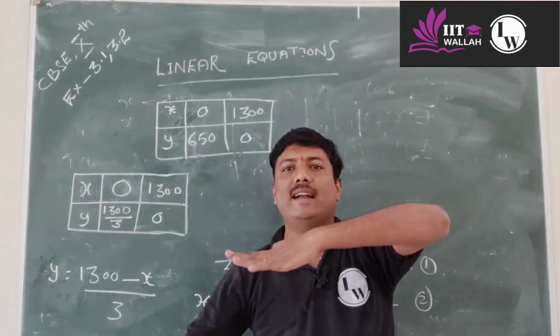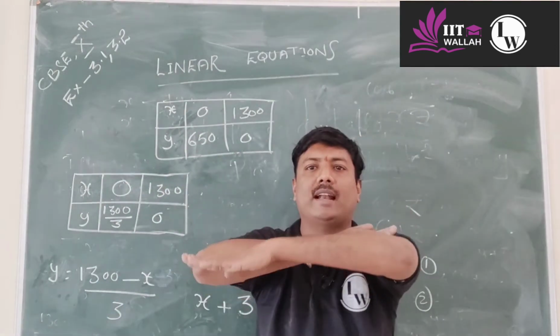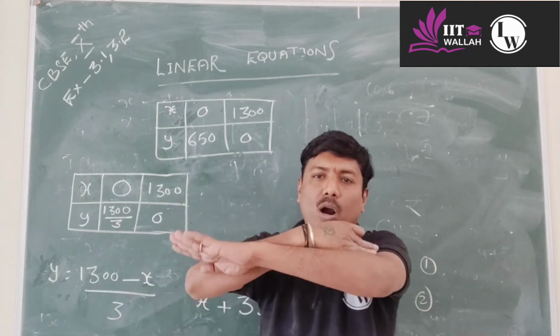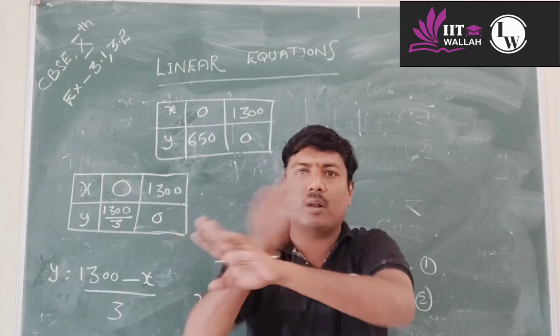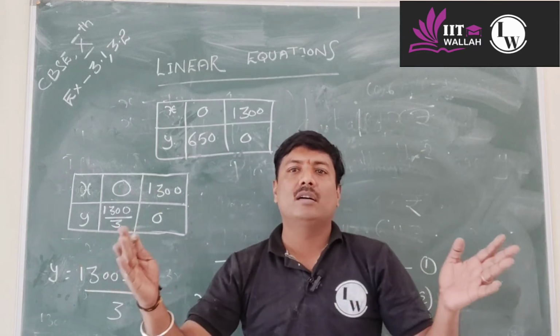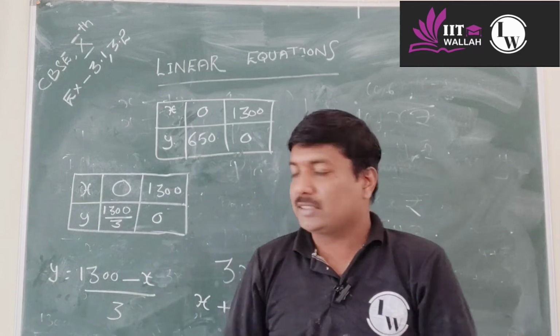And if the lines coincide, one upon another like this, that means infinite number of solutions. It means all points are common to both of these. So all points are common if they coincide, so we will get infinite number of solutions.